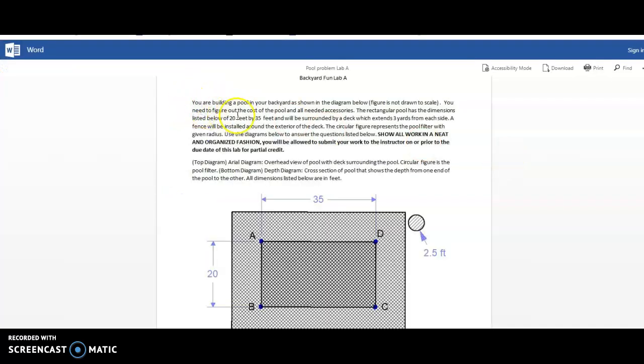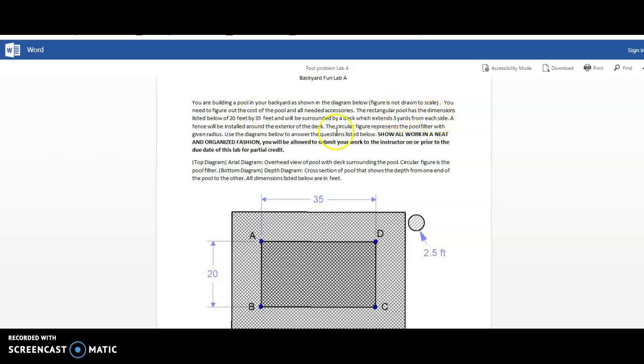Once the lab opens, you need to make sure that you print out a copy, because you'll need to work your work on the lab before you enter your answers in Canvas. You need to understand what this lab is going to ask you to do. You're going to build a pool in your backyard that has certain dimensions.